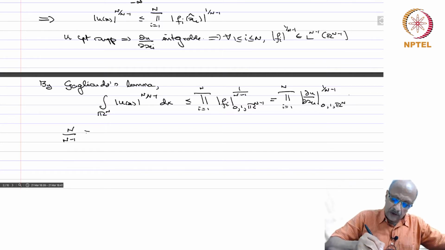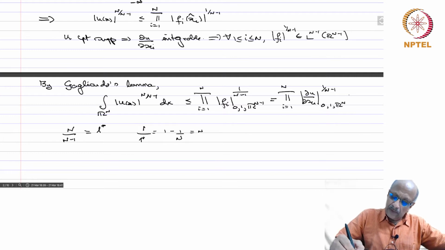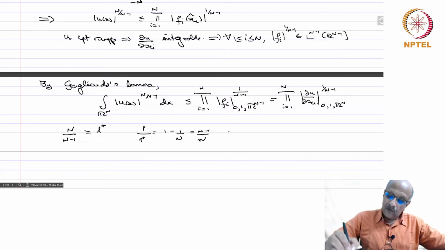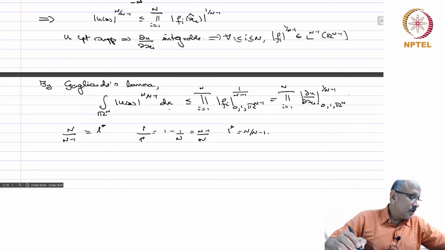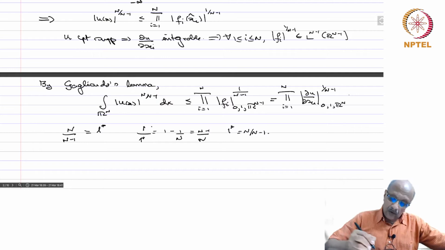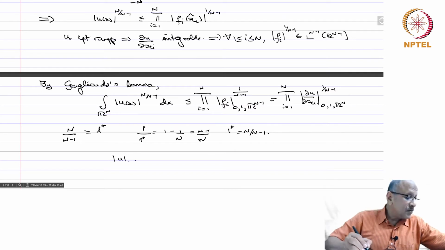Now if you look at n by n minus 1, this is nothing but 1 star, because what is 1 star? 1 by 1 star equals 1 by p minus 1 by n. So this is equal to n minus 1 by n, and therefore 1 star equals n by n minus 1. Okay, so whatever you have here is nothing but this. So this is nothing but the norm of u in L^(1 star)(R^n).